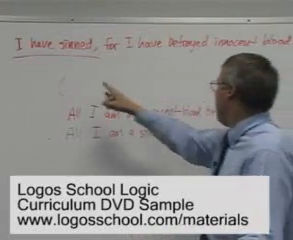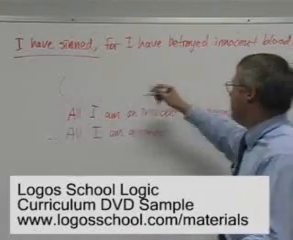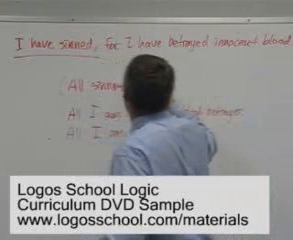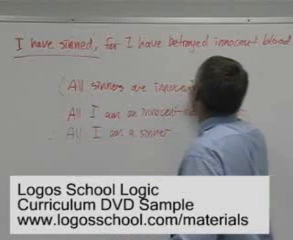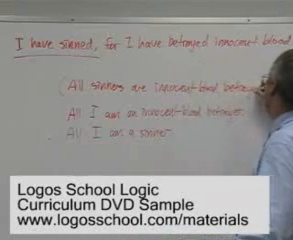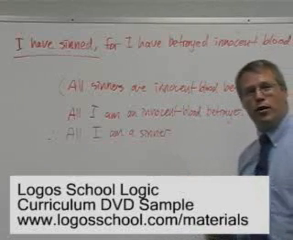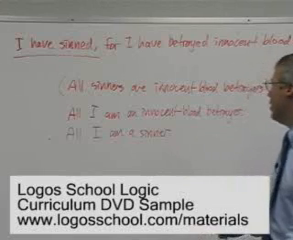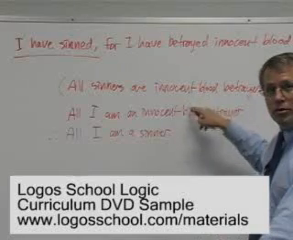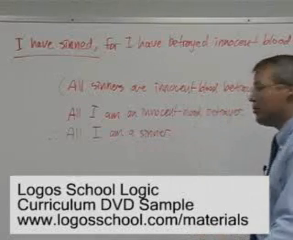If I said all sinners are innocent blood betrayers, then, let me just write that up real quick, all sinners are innocent blood betrayers. Does that give me a valid syllogism? No, it doesn't. Which rule is being broken here? Which fallacy does this syllogism make? Well, the middle term is innocent blood betrayers. Is the middle term distributed in either of these premises? No, it's not. So this has a fallacy of an undistributed middle.